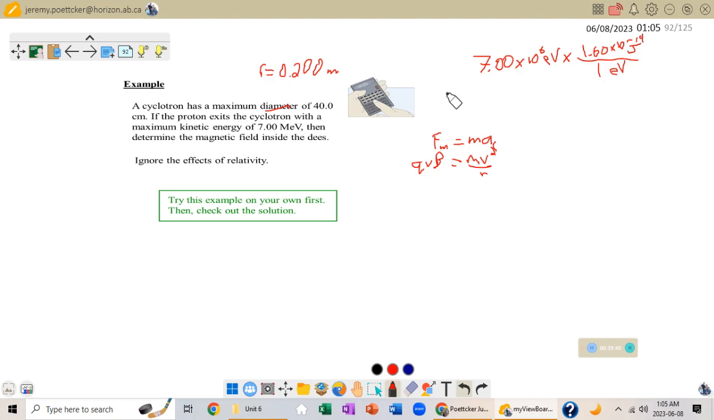So 7 times 10 to the 6th times 1.6 times 10 to the negative 19. And this means our kinetic energy of these protons is equal to 1.12 times 10 to the negative 12 joules. And this is equal to, of course, 1/2 mv squared. So E_k equals 1/2 mv squared, and from my data sheet I know the mass of a proton.